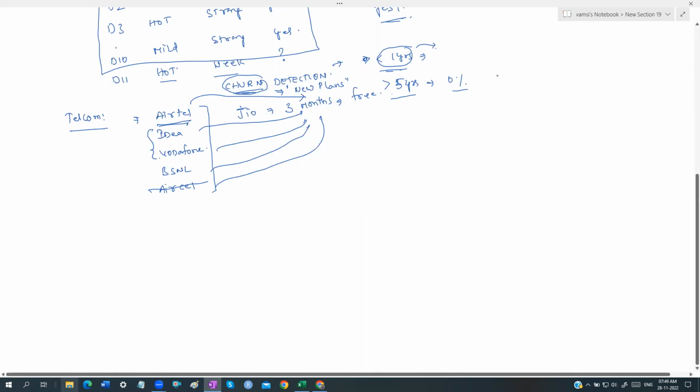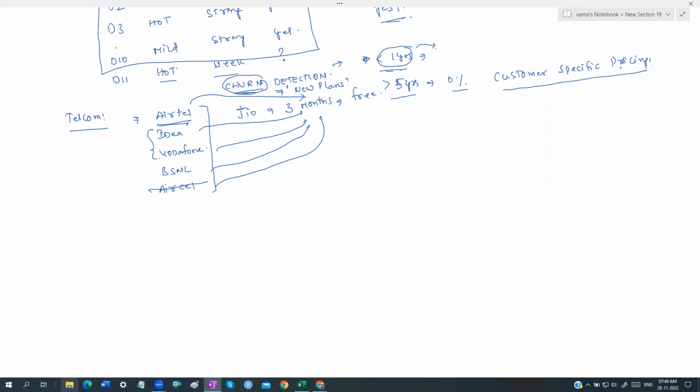And today we know that Airtel and all these providers are offering something like customer specific pricing, right? Earlier it was not like that. It was constant and the same for every customer. Any customer would get the same plan. But now it is not like that. I may get a different plan, and some other person may get a different plan.